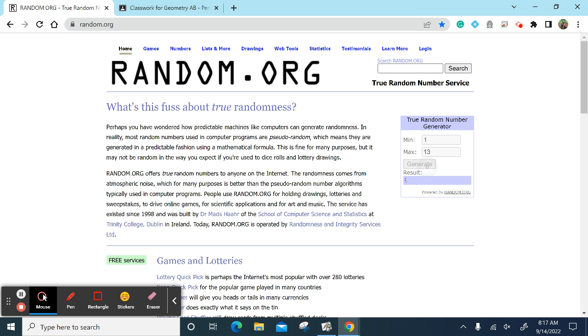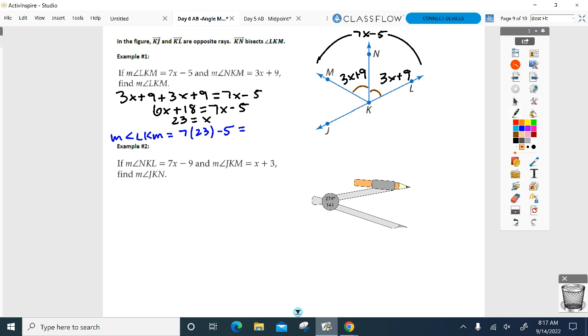When you have it, let me know. 156. Look good. 156. Bonus question. What type of angle is that then? Obtuse. Yes, great job. Obtuse. All right, we're going to do example 2 and we'll call it a day.